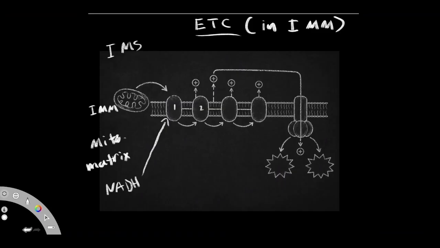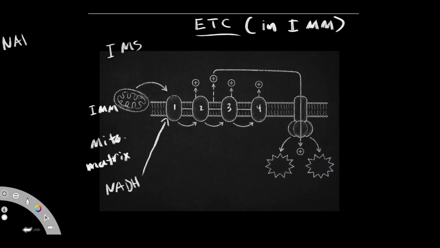This is going to be complex 2, complex 3, complex 4. This is ATP synthase, so that'll be a little bit later on. Let's not get there yet. So this NADH is going to go into complex 1. Why? Because phosphorylation needs to happen, and it happens through oxidation. So this NADH is going to be oxidized.